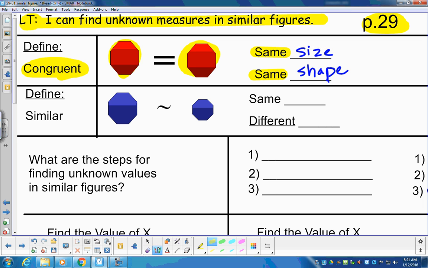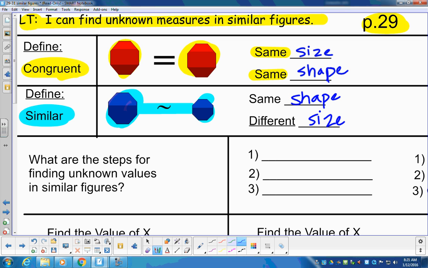Okay, so similar. The other, similar. We have a big figure. When it's reduced to something smaller, they are similar. So what you should have remembered from elementary school is that they are the same shape, but the difference is the what? Size. Good. So we have the same shape. The difference is the size. Same shape, different size.